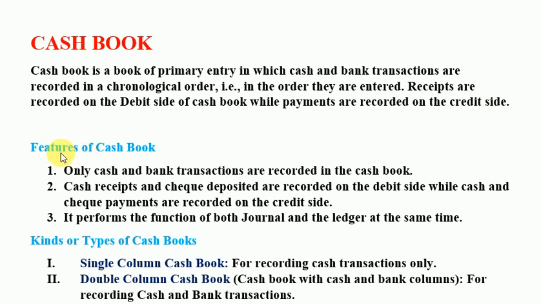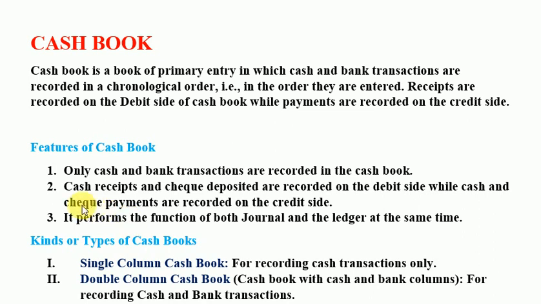Now we come to the features of the cash book. First one, only cash and bank transactions are recorded in the cash book. That means only cash and bank transactions are recorded in the cash book. Transactions other than bank and cash will not be entertained or recorded in a cash book.